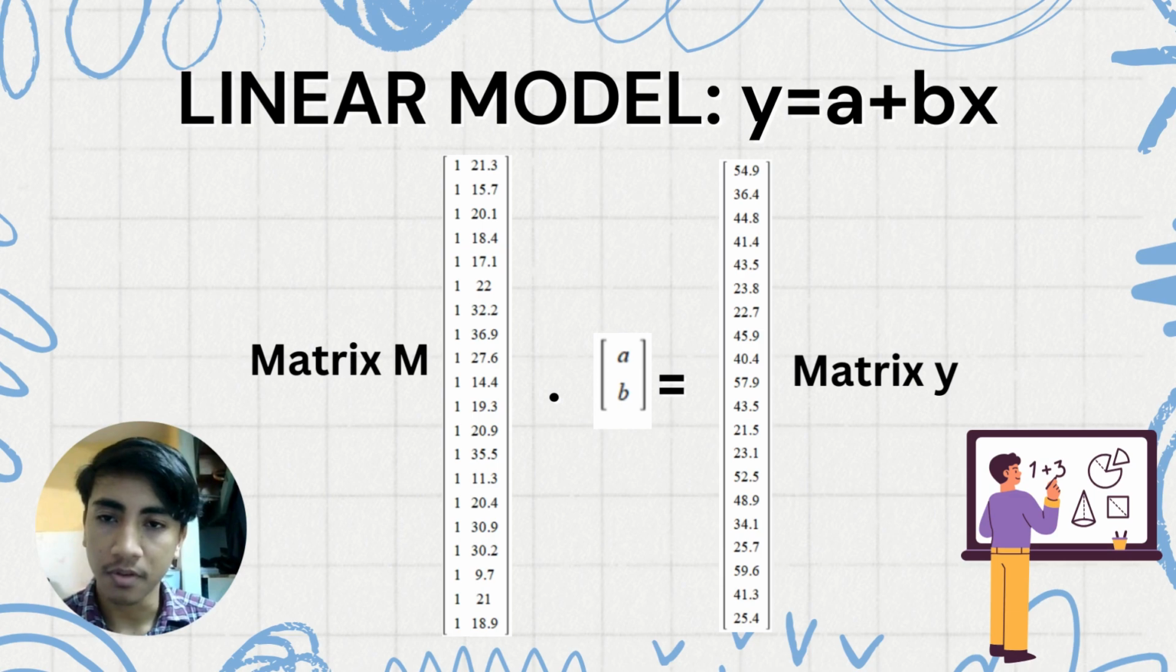So we start with the linear model first. The equation of the linear model is y equals a plus bx. With the 20 data points for our group, we substitute x and y into the linear equation. After that, we can set up the dimension for m as a 20 by 2 matrix and for y as a 20 by 1 matrix.